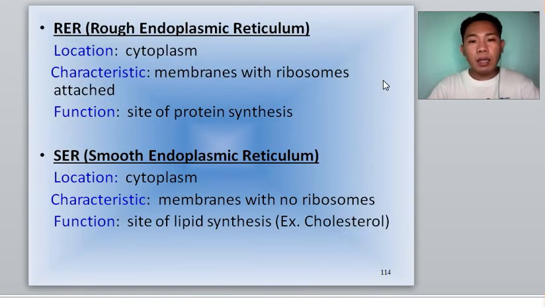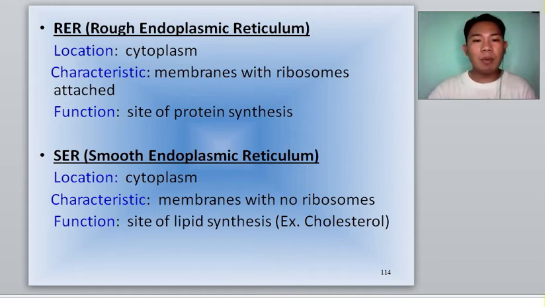Another organelle present in the cytoplasm of the cell is the RER, or the rough endoplasmic reticulum. And the characteristic of the RER is that its membranes are usually peppered with ribosomes, and because of these ribosomes in its membrane, it is said to be the site of protein synthesis.